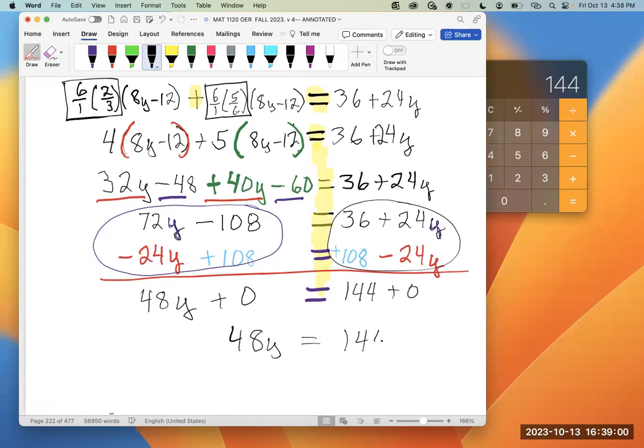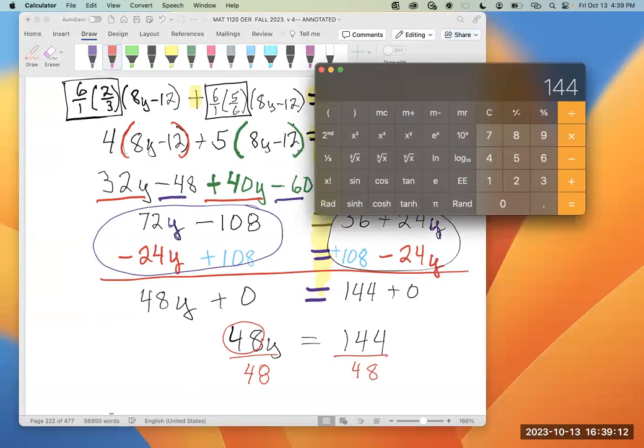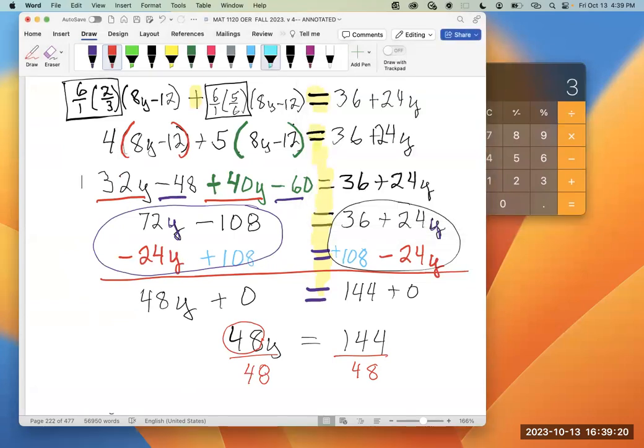My last step, I want y by itself. What's blocking that goal is multiplication. So I choose to divide. You always divide by the coefficient. You divide by the number in front of your variable. Coefficient just means number in front of the variable. 144 divided by 48 is 3.